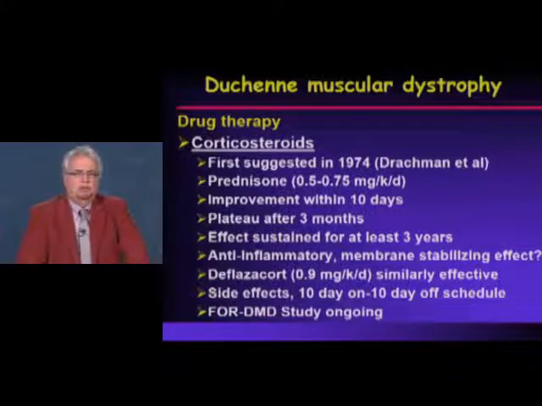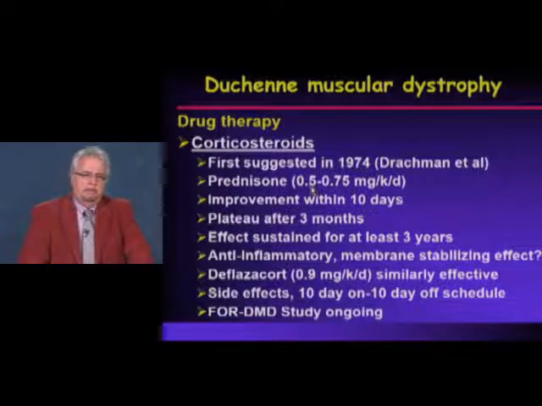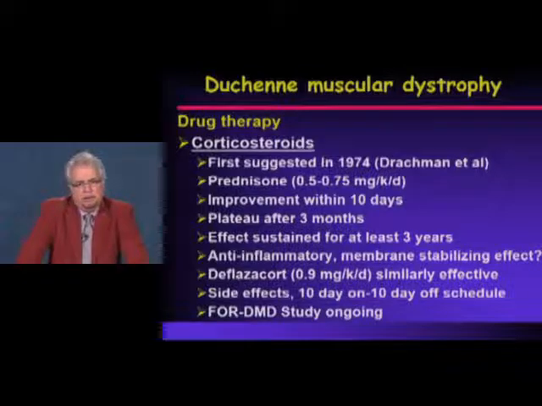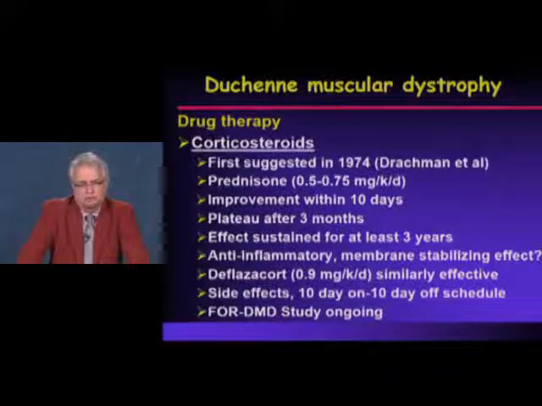However, doses as low as 0.5 or even 0.4 may be enough to maintain the effect, but we do start with 0.75. We usually see improvement within 10 days, and after 3 months the patient plateaus, you don't see any further improvement, and the effect can be sustained for at least 3 years, but in practice we've noticed it can be sustained for many years. In fact, we continue using steroids even after the child becomes wheelchair dependent.